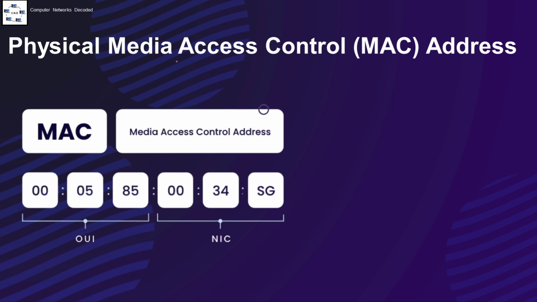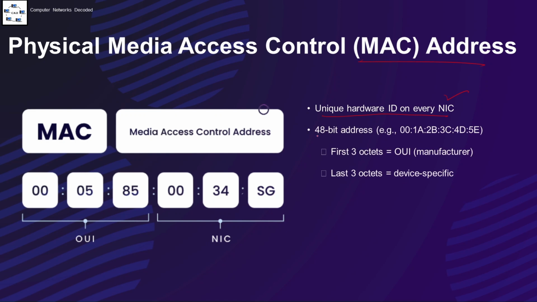Another topic is the physical media access control address, that is MAC address. So the MAC address is basically a unique hardware ID on every NIC or network interface card that we just studied. So it is a 48-bit address such as this one. These are hexadecimal digits. So the first three octets are known as OUI, that is organizationally unique identifier. I don't remember this abbreviation right now, but this OUI, the first three octets, identifies the manufacturer.